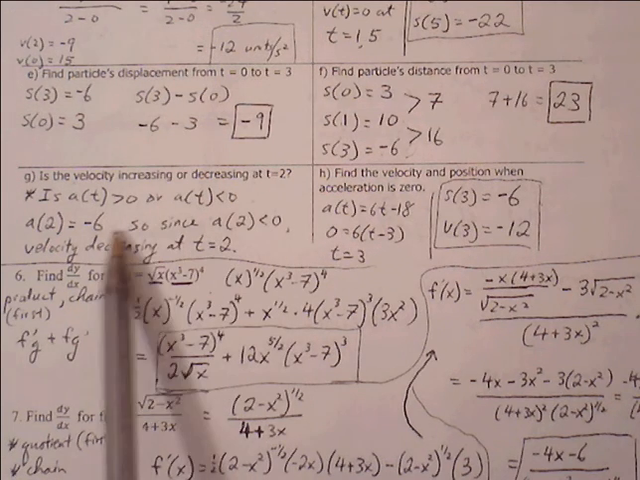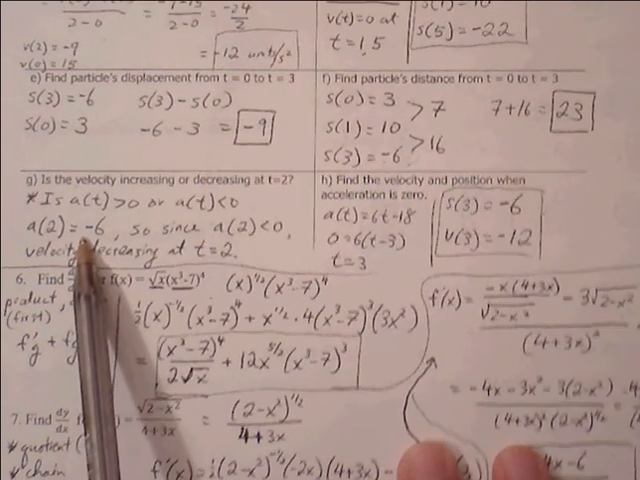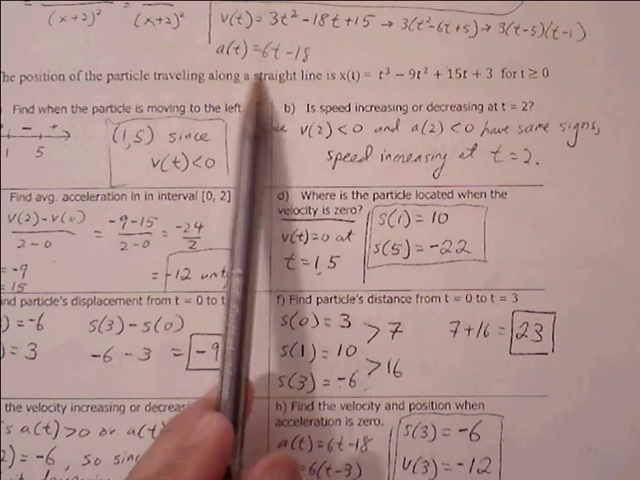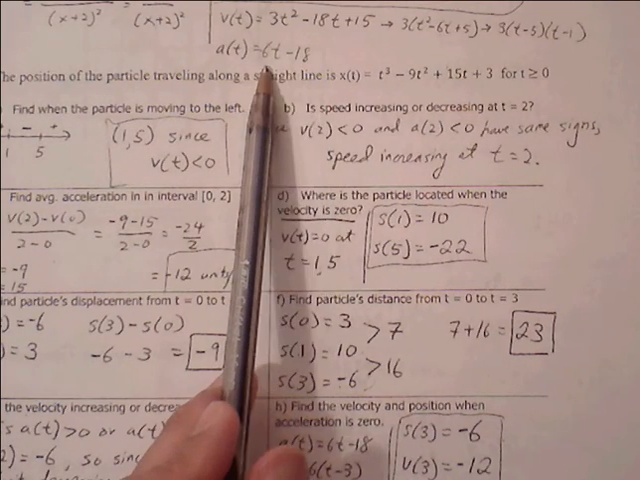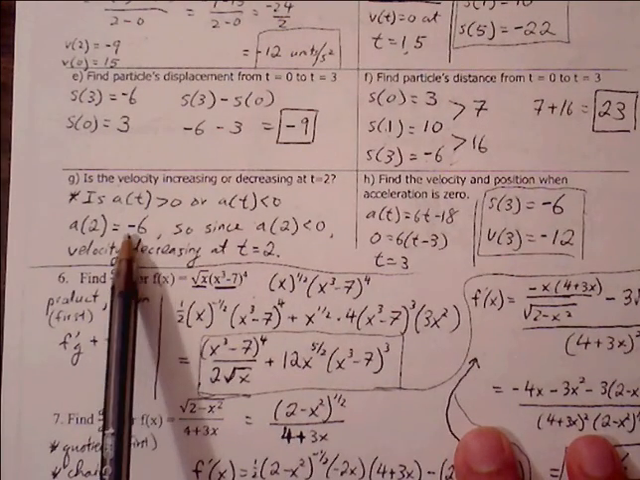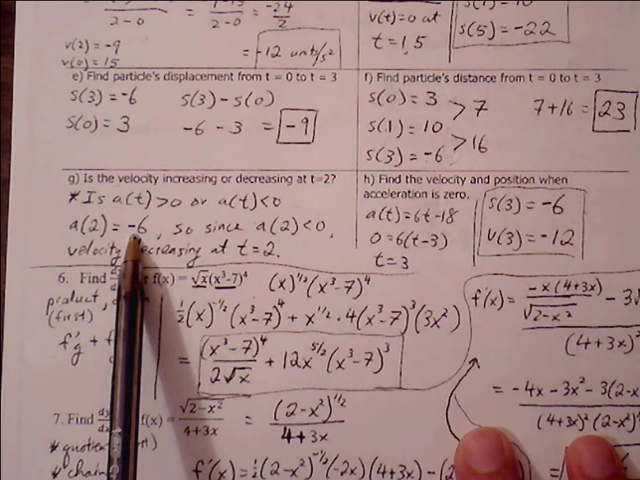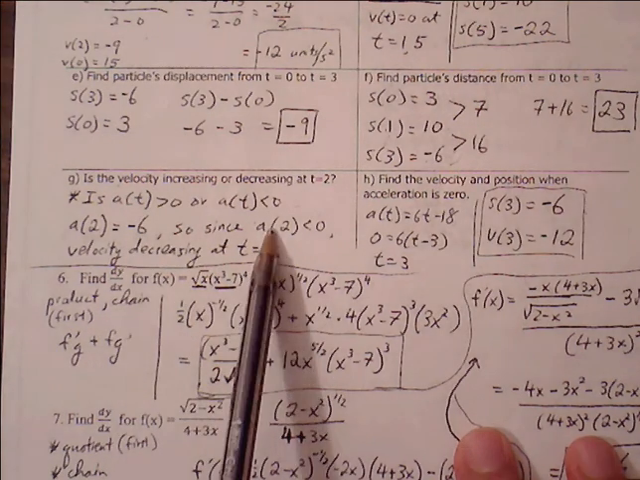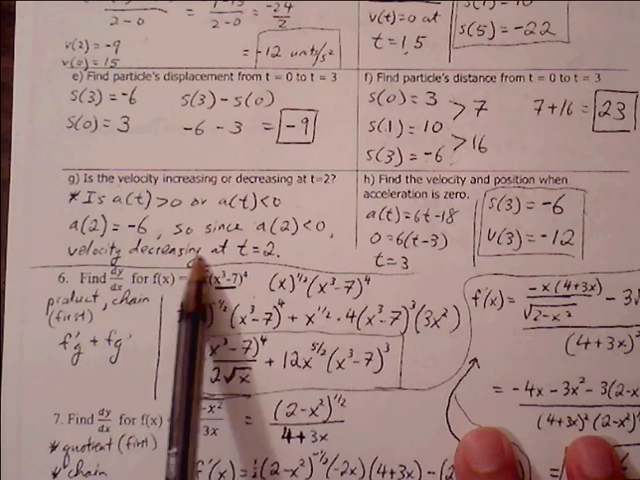If we plug 2 into the acceleration, we'll get -6. 12 minus 18 is -6. So we know acceleration is negative at 2. So since acceleration is negative, we can say velocity is decreasing at t equals 2.